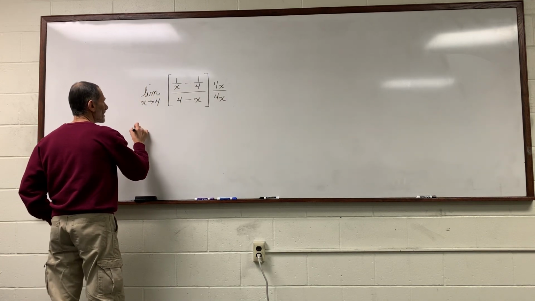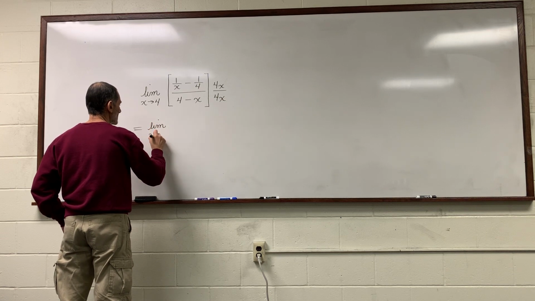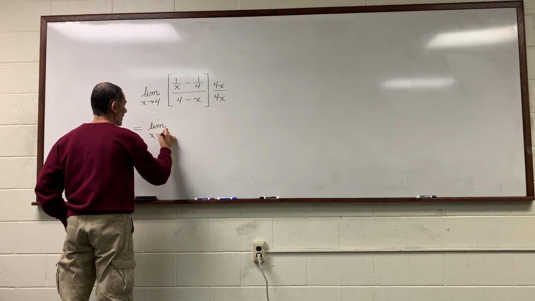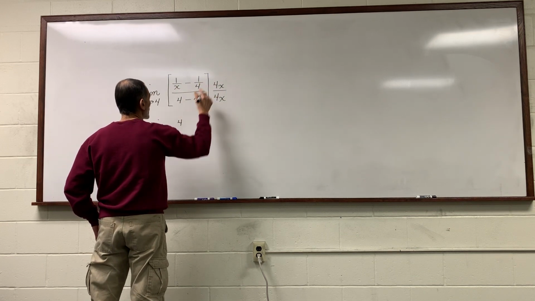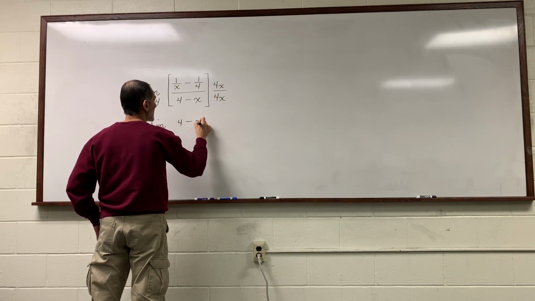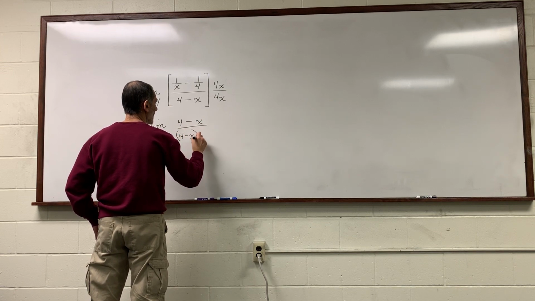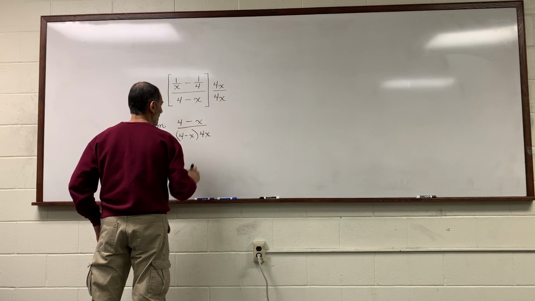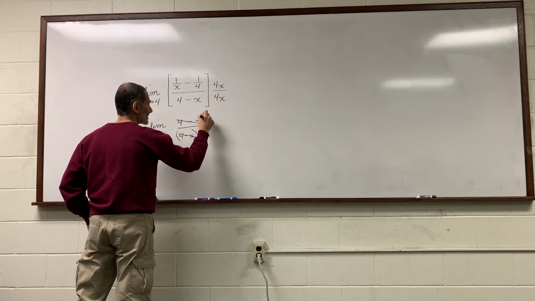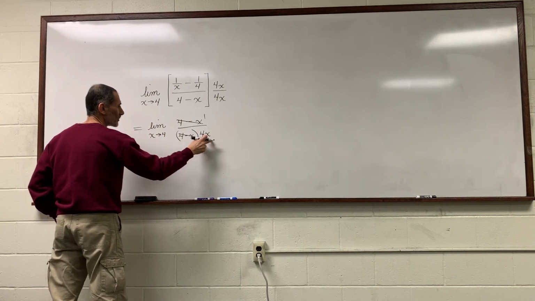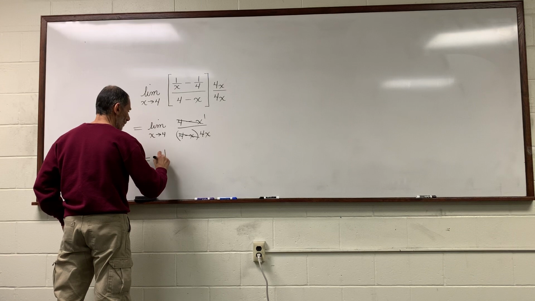And in so doing, this becomes the limit as x approaches 4. 4x times 1 over x is 4. 1/4 times 4x is x, over 4 minus x times 4x. This divided by this is 1. Now we can plug in the 4 without getting an indeterminate form, and we have 1/16.